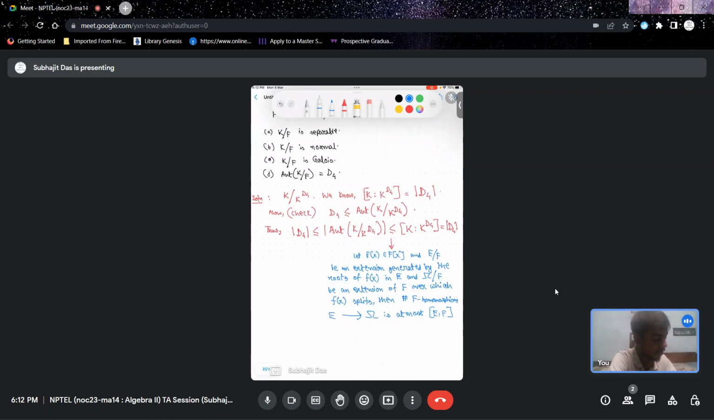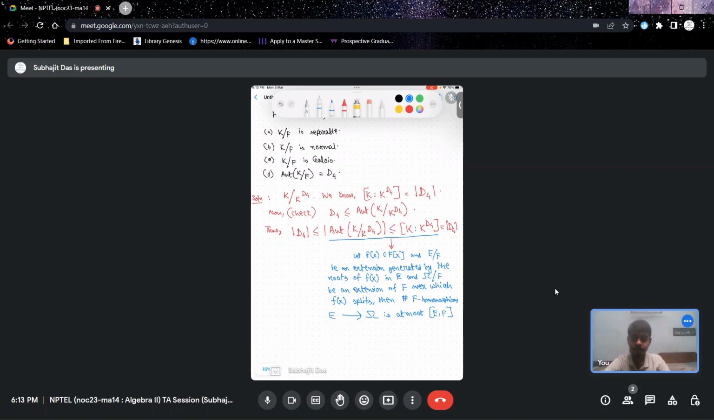So using this fact, we therefore have this inequality: the cardinality of the automorphism group of k over k^{D4} is less than or equal to the degree of the extension. Why? Precisely because an automorphism of k over k^{D4} is just a k^{D4}-homomorphism, that is, an isomorphism from k to k which fixes k^{D4}, right?